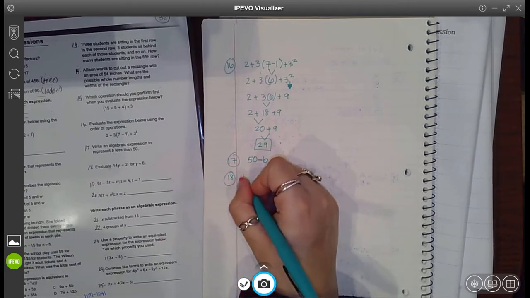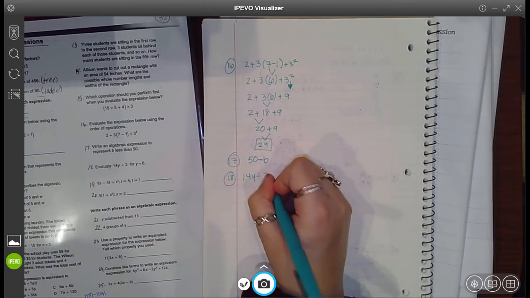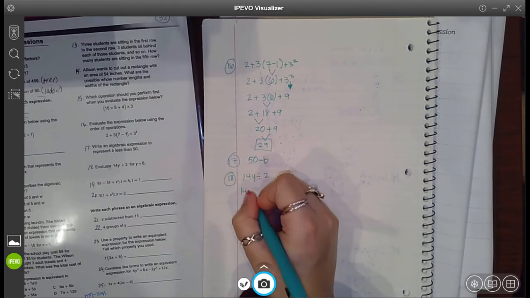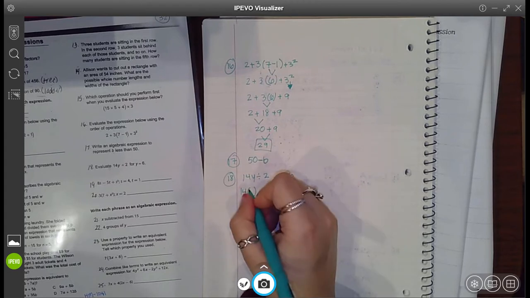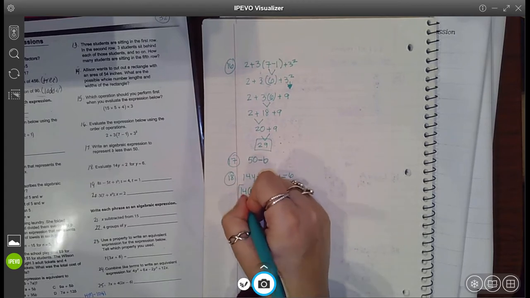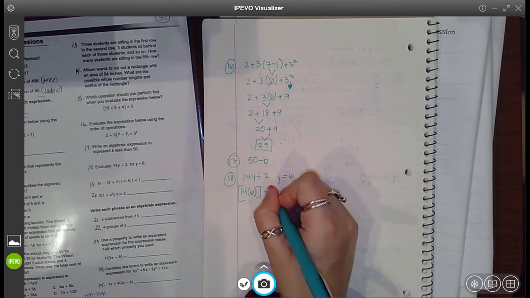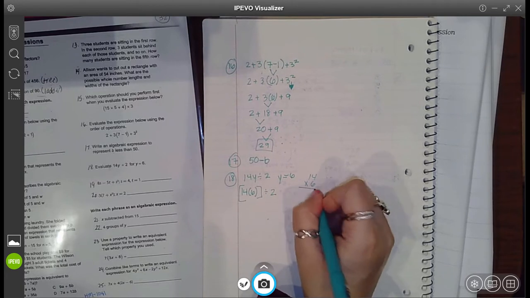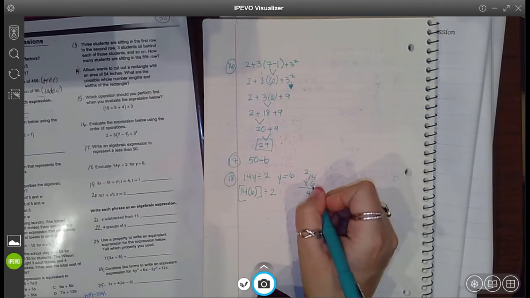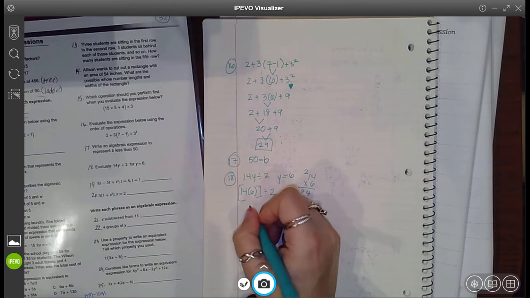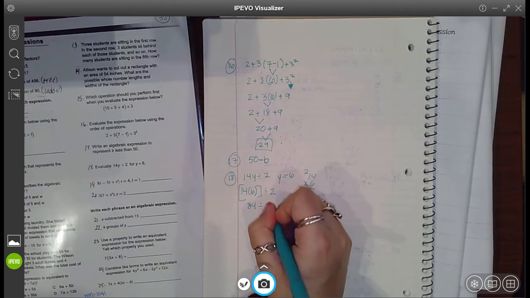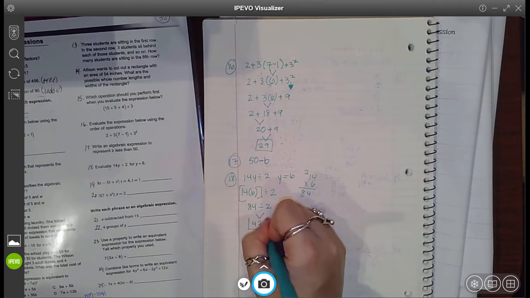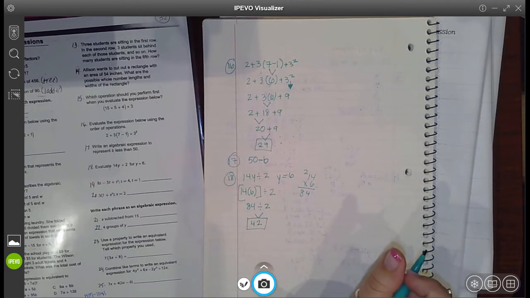Number 18, you have 14y divided by 2, and you're substituting in a 6 for y. So 14 times, I'm going to replace that y with a 6. That's one term. 14y is one term. And then divided by 2. Okay. Well, 14 times 6 is 84. So you have 84 divided by 2. Well, half of 8 is 4, and half of 4 is 2. So your final answer is 42.